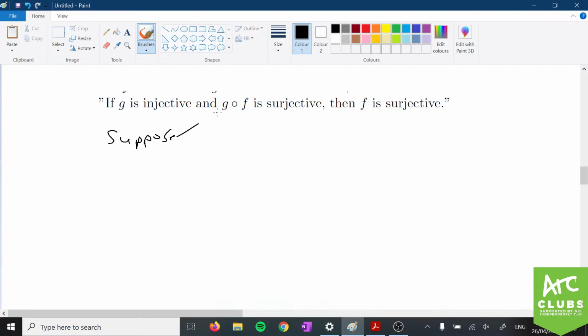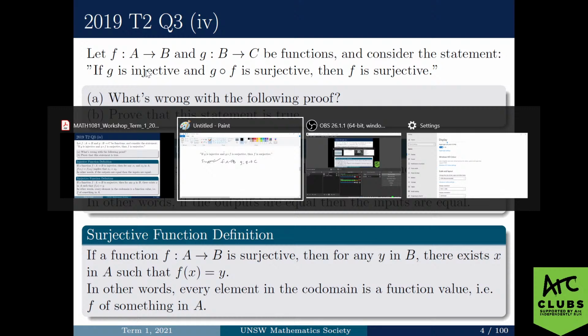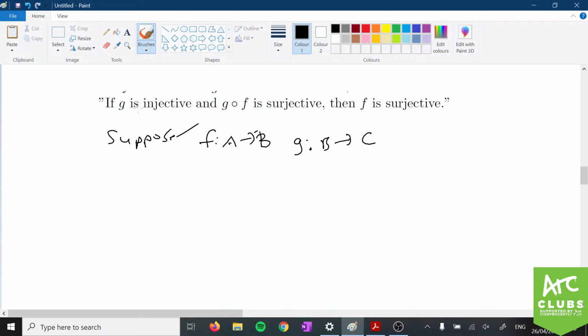So suppose f is a function from A to B, and g is a function from B to C. That's our first fact. We have to suppose that. And what else do we have to assume? Well, to prove an if-then statement, we have to suppose what the if condition is. And the if condition here is if g is injective and g composed with f is surjective. So we also suppose that.